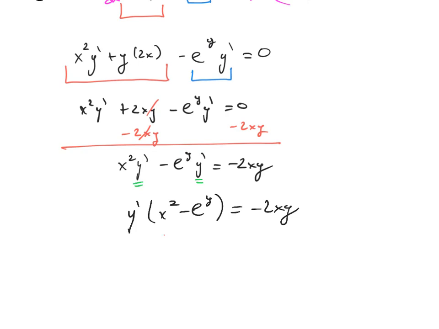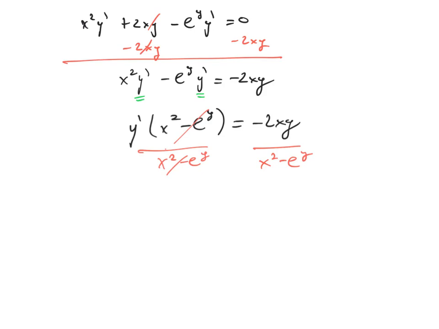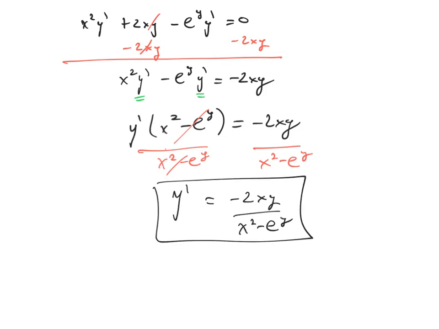We divide both sides by x squared minus e to the y to solve for y prime. And I'm left with y prime equals minus 2xy all over x squared minus e to the y. And there's our final answer. Again, I don't care if we could simplify. I don't care about anything. I've solved for y prime. I'm done.